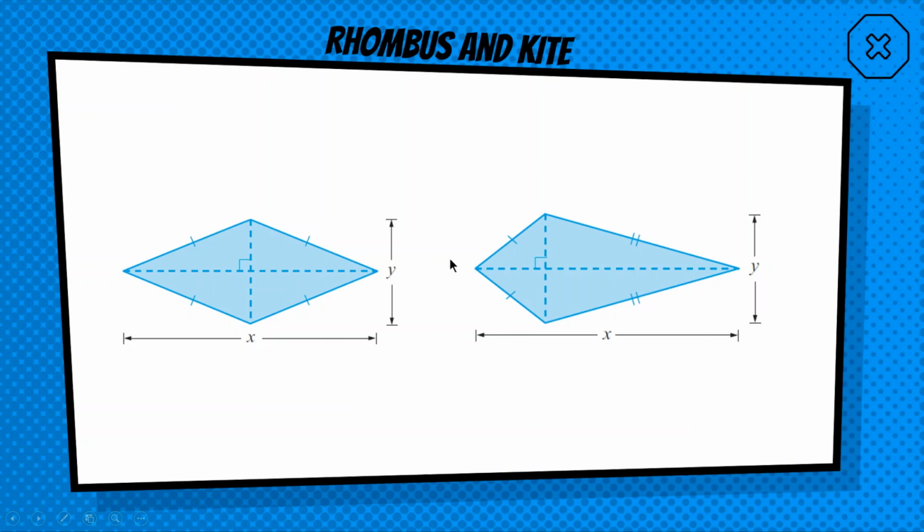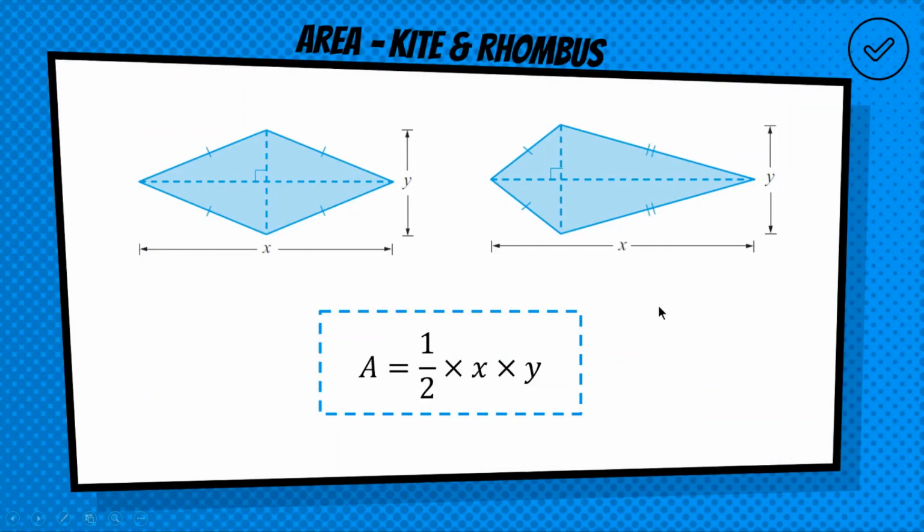To find the area of these two guys, we just need what's called the diagonal length. So diagonals are lines that join corners or vertices. So we're going to call this diagonal here x and this one y. Same thing over here. The neat trick of finding the area of these two shapes is all you have to do is do half times x times y. So you just multiply the two diagonals and then you halve your answer.